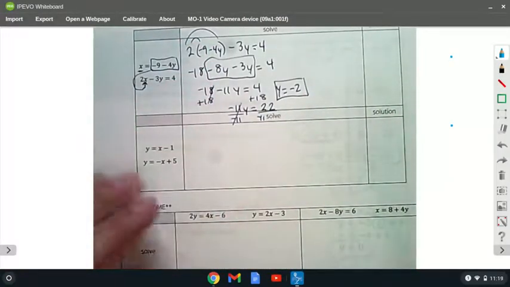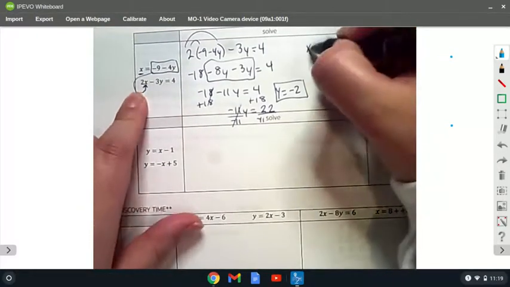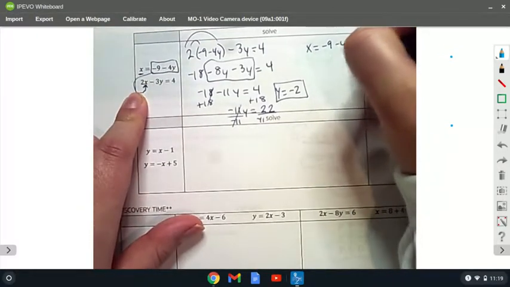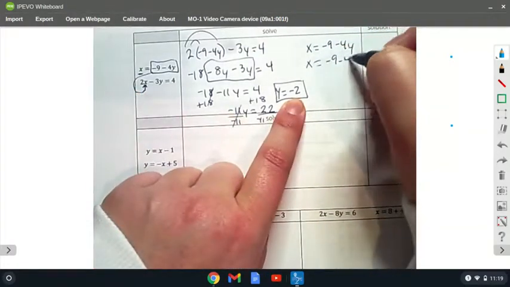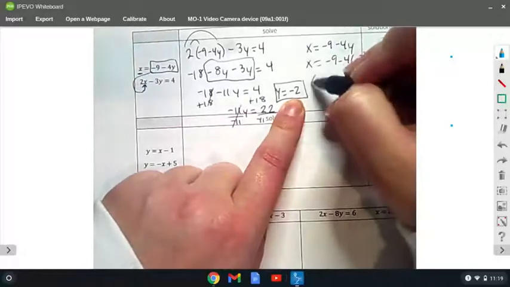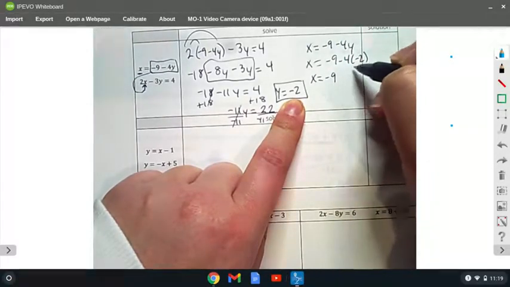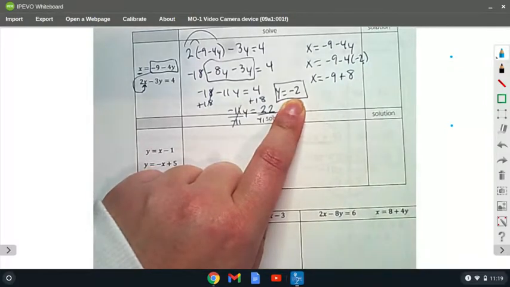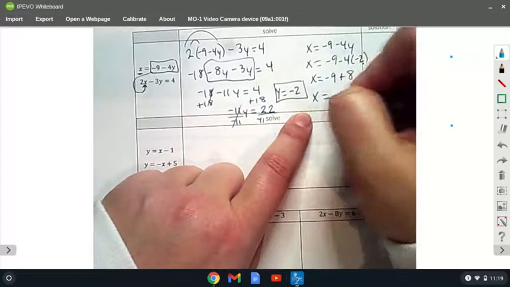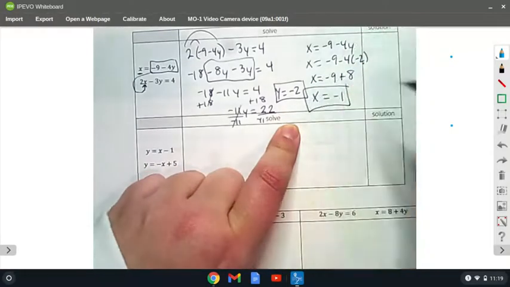So now I've solved for y, I also want to find x. So I'm going to choose one of the original equations. I'm going to go with this one, the first one. I'm plugging in this negative 2 for y. So I have negative 9, and I have negative 4 times negative 2. That's going to be positive 8. Negative 9 plus 8 is going to give me negative 1.